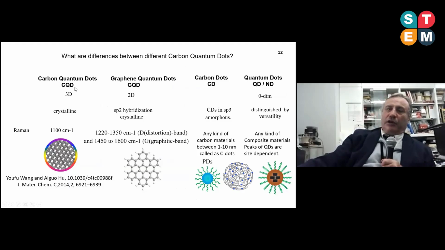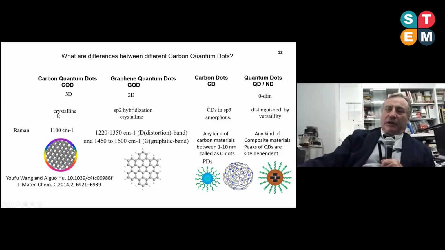We have CQD, the carbon quantum dot, then the graphene quantum dot, GQD, then just carbon dot, CD, and quantum dots or nano dots, and another one is polymer dots also. First, it is all about the atomic bonding between the carbon atoms.